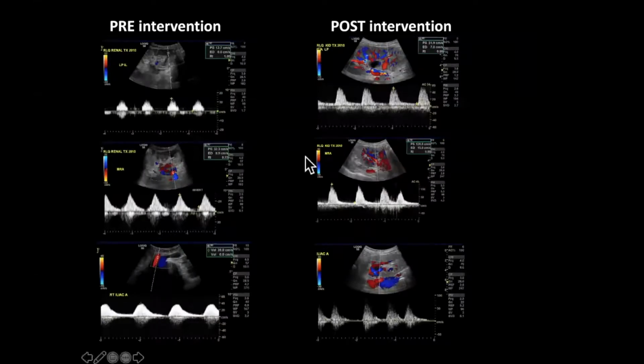And again, here are some recordings from the vessels that are supplying the kidney, this lower pole, the main renal artery, and the iliac. And you can see pre-intervention, there's depression of these waveforms and improvement afterwards. We have normalization of the waveforms at all levels after the intervention.